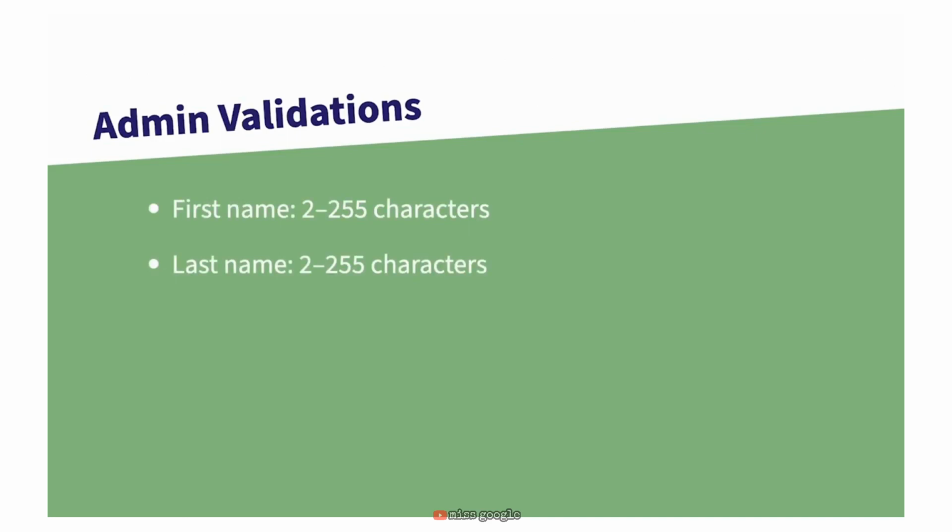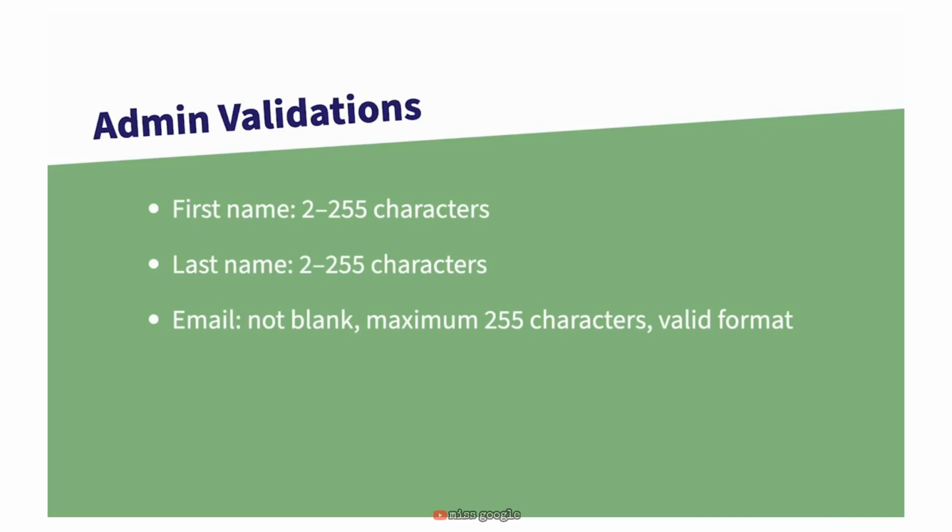The last name would be the same, a minimum of 2, a maximum of 255. The email address should not be blank and should have a maximum of 255 characters. It should also be of a valid format. You should already have a helper that will allow you to confirm that an email address is in a valid email format. And then you're going to check that the username is between 8 and 255 characters.